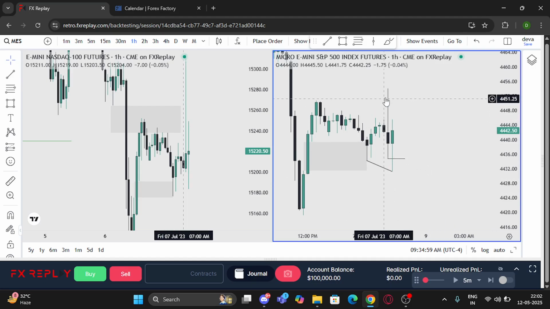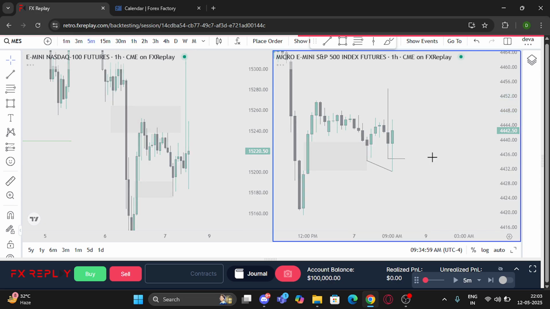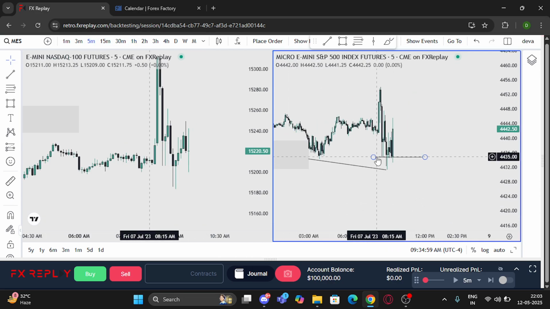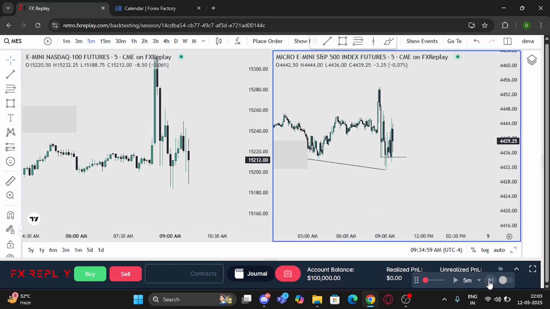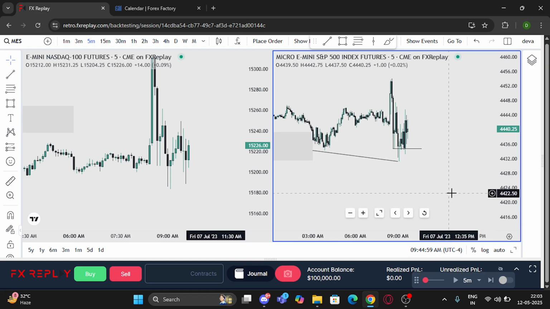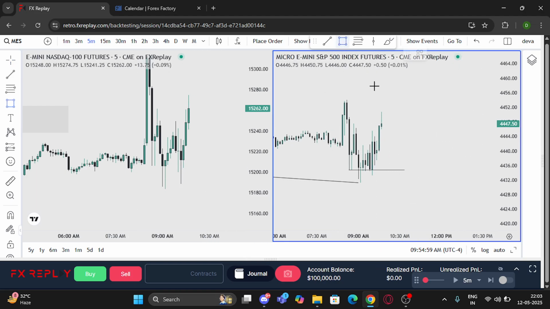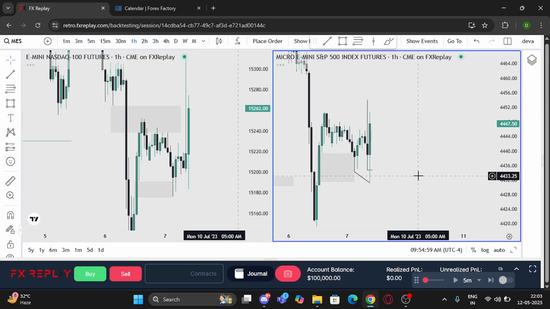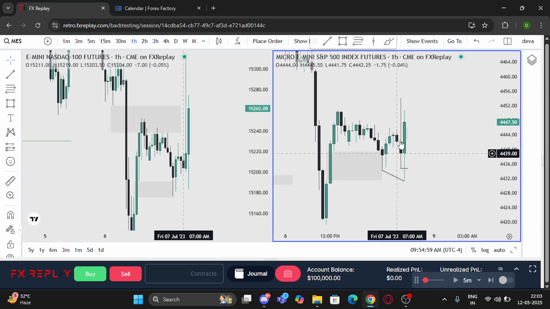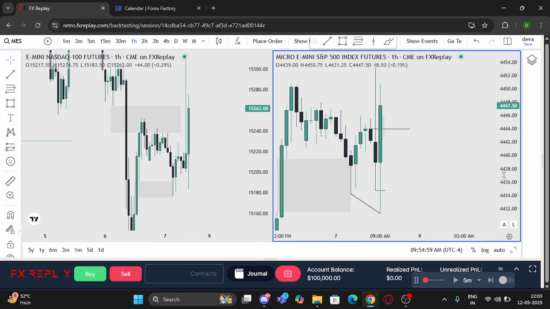Let's see. The only thing I don't really like is this wick. We'll see. We have this SMT, and yeah, we have the 30-minute. Yeah, we have the 15-minute. Okay, so this looks good, guys. This actually created a displacement here, right? Yeah, this is looking good. Closing above this down close candle, which can be utilized as a PD array.